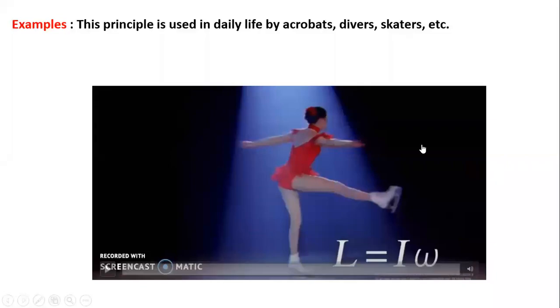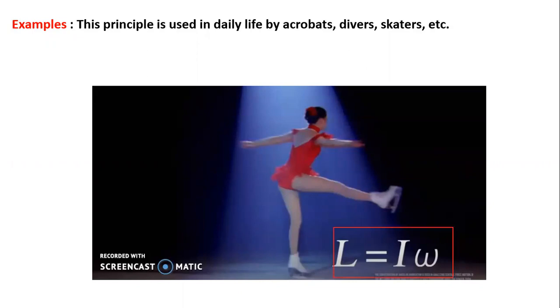Dear student, in the previous lecture we learned conservation of angular momentum. Angular momentum is conserved if the external torque acting on a rotating body is zero. It means that this angular momentum formula L is equal to I omega, so I omega is constant. Examples related to day-to-day life are acrobats, divers, and skaters; they are using these principles.